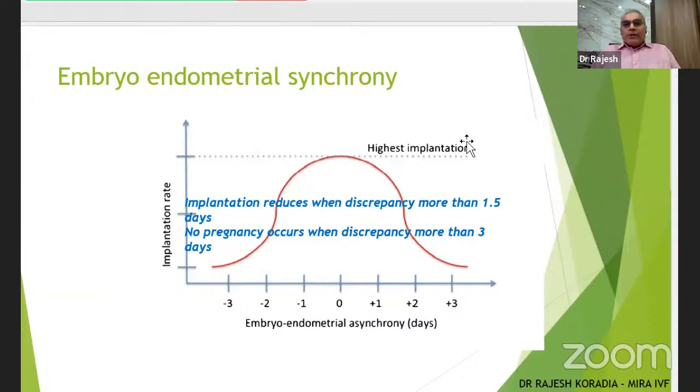When the discrepancy of embryonic and endometrial age is more than 1.5 days, implantation reduces. There is no pregnancy when the discrepancy is more than 3 days.